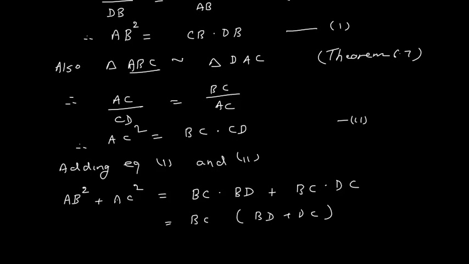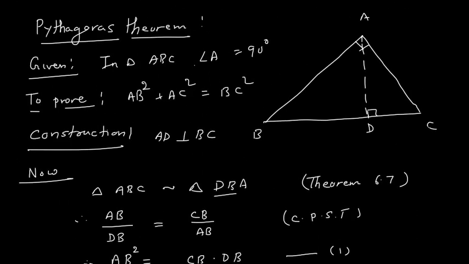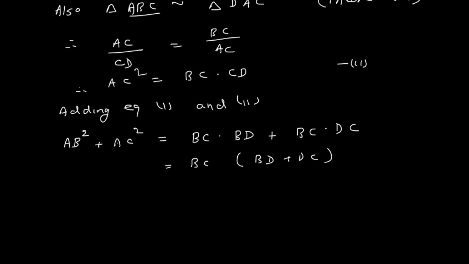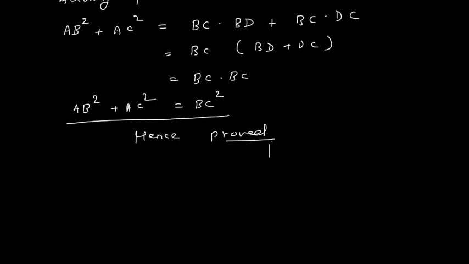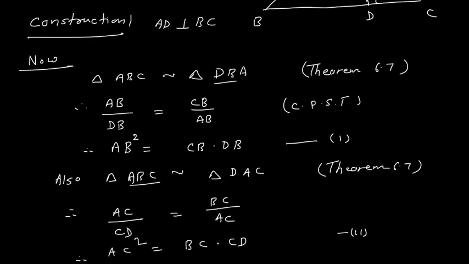Now see, BD plus DC is BC, so I will write this is equal to BC into BC. This will become BC square. So AB square plus AC square is equal to BC square, hence proved. Simple. This is our Pythagoras theorem.